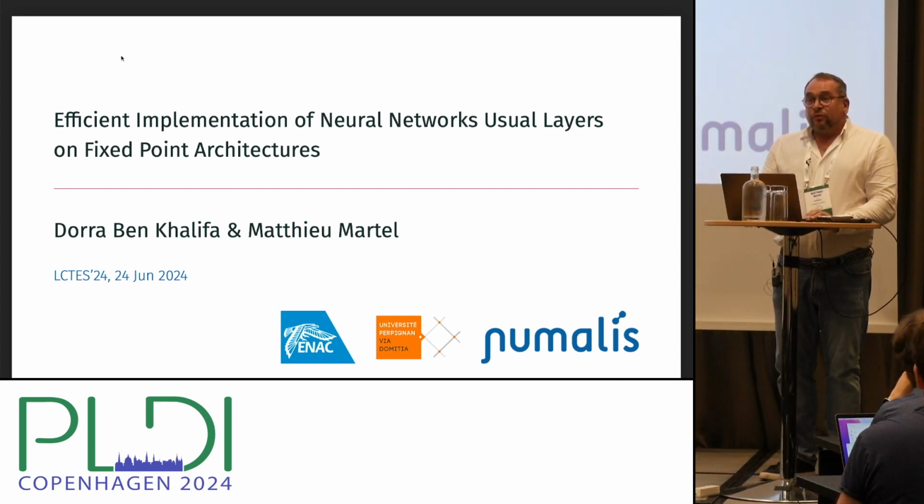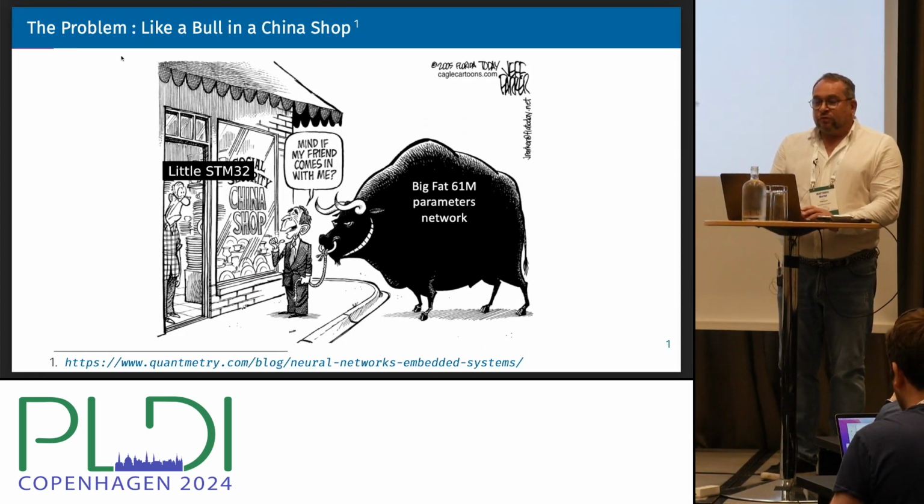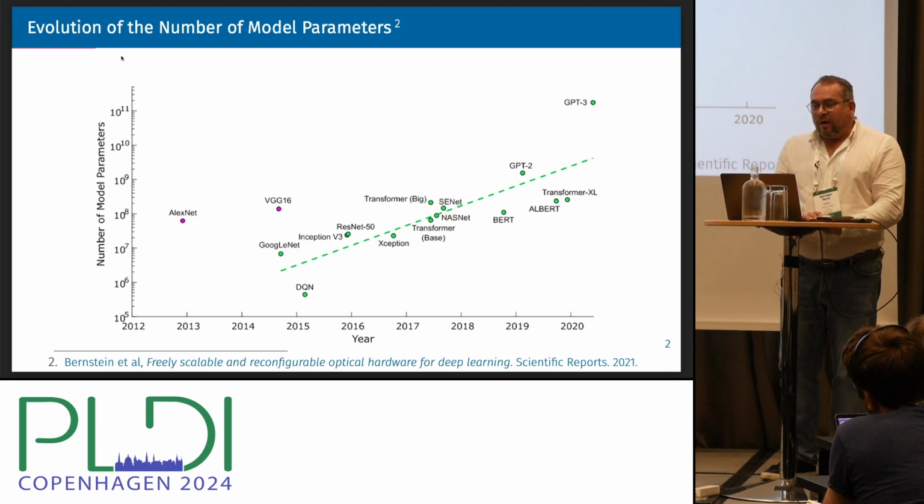Okay, so very quickly, the problem is quite simple. It's just like putting a bull in a china shop. So the bull is the large neural network, and the shop is a little embedded system, either a microcontroller or FPGA. As you know, neural networks have more and more parameters, millions currently or more, and so the difficulty is to fit them in these small architectures.